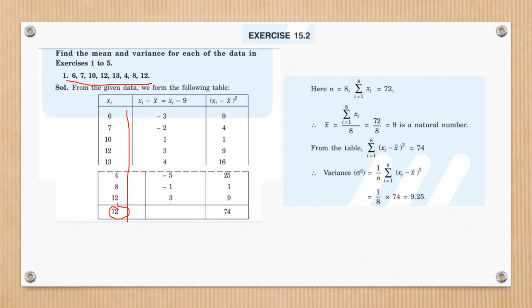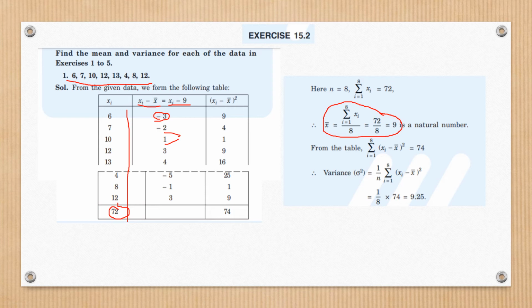Then you have to calculate xi minus x bar. Xi minus x bar is xi minus 9. Now x bar you can calculate by sum of observations divided by number of observations, that is 72 by 8, that is 9. So xi minus x bar, that is xi minus 9, that is 6 minus 9 is minus 3, like minus 2, 1, and 9, like this.